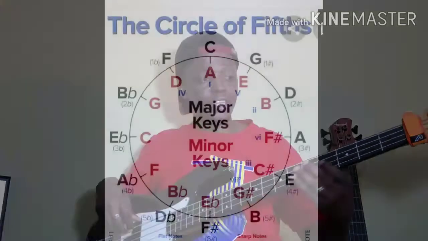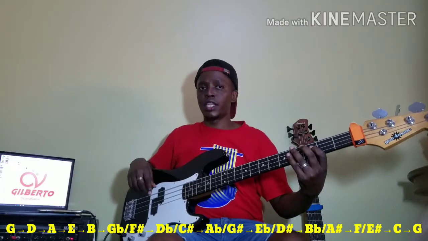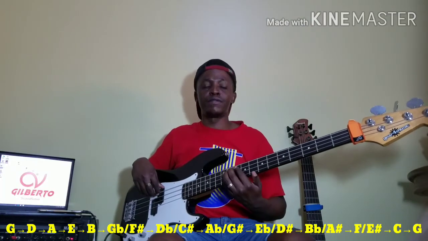So let's get on. I'm going to use that tempo. I'm playing the major scale and I shift. I'll be telling you the key. Start with G. 1, 2, 3, 4.